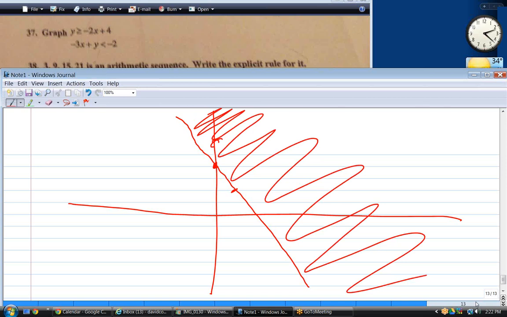The other inequality. What do I need to do to it before I can graph it? Put it in y equals mx plus b. Okay, let's do that first. So you get plus 3x. Okay, so what does that mean? Y is less than negative 3x plus 2. Up 3x. Okay.